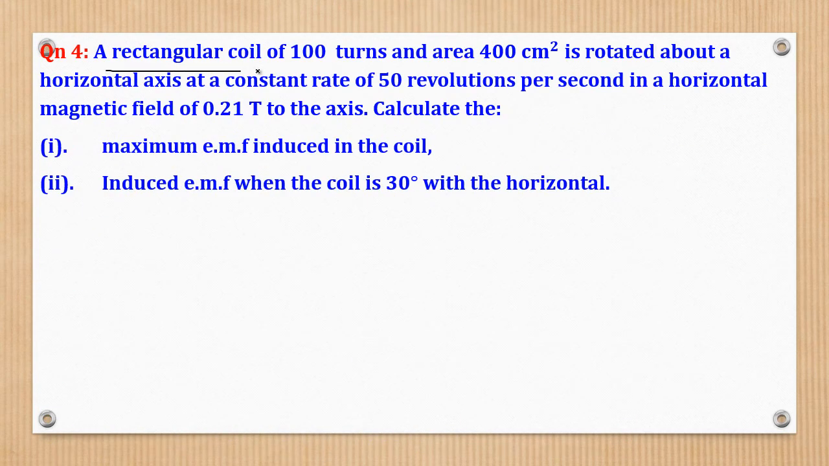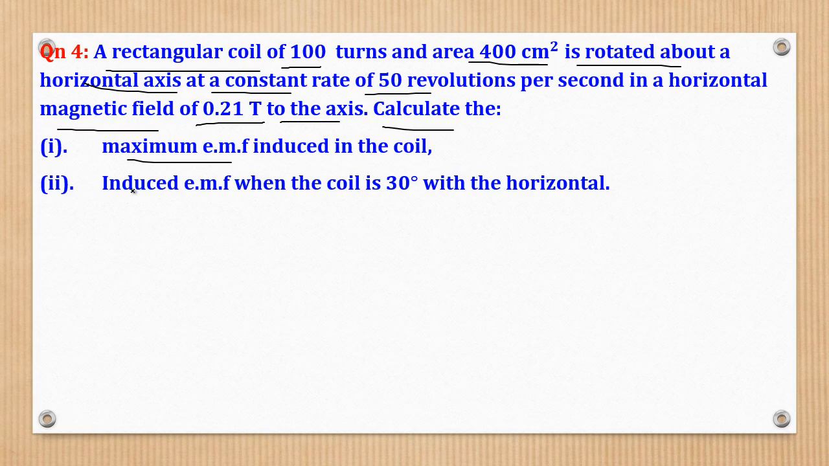Then question 4, a rectangular coil of 100 turns and area 400 centimeters squared is rotated about a horizontal axis at a constant rate of 50 revolutions per second in a horizontal magnetic field of 0.21 Tesla to the axis. Calculate (i) the maximum induced EMF and (ii) the induced EMF when the coil is 30 degrees with the horizontal.